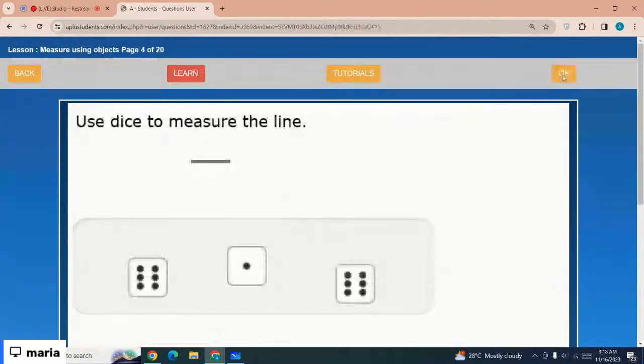Okay, use the dice to measure the line, which is the correct option. Yes, that is only one dice long.